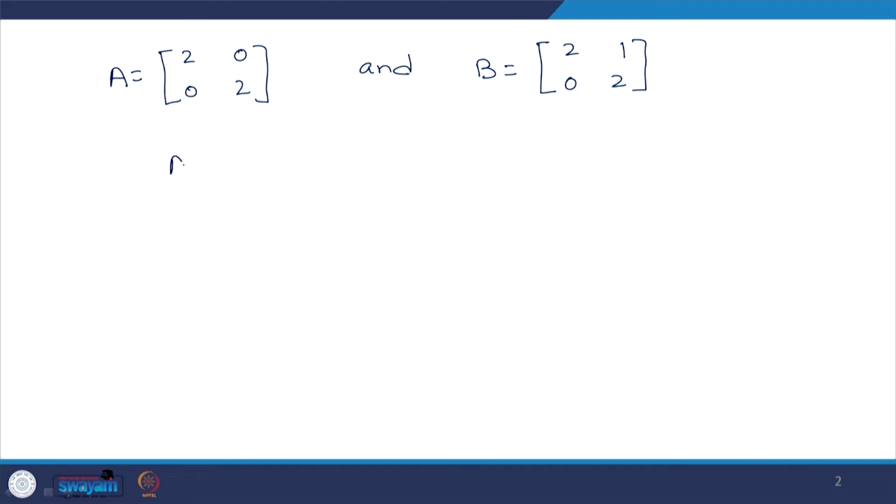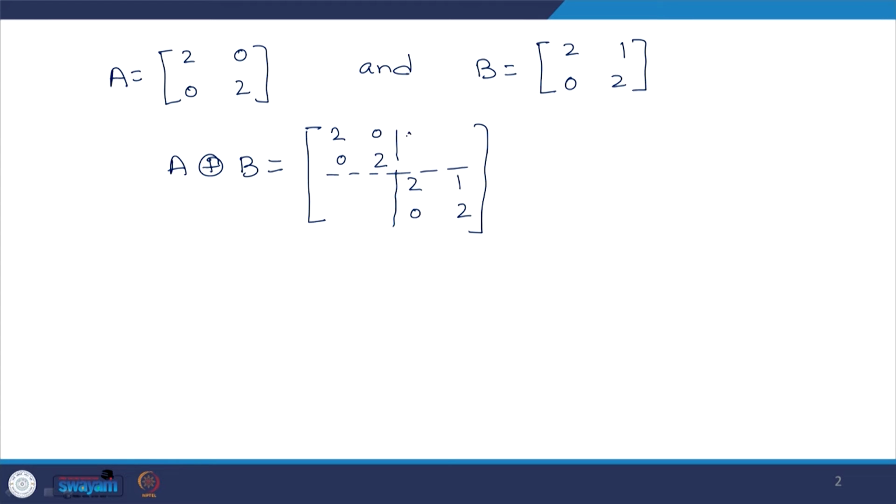For example, if you take A equal to the same 2 0 0 2 and B equal to 2 1 0 2, then A direct sum B, the direct sum of A and B, has one block that is the diagonal matrix 2 0 0 2, another block 2 1 0 2, and the rest of the entries are 0. So it becomes a 4 by 4 matrix.